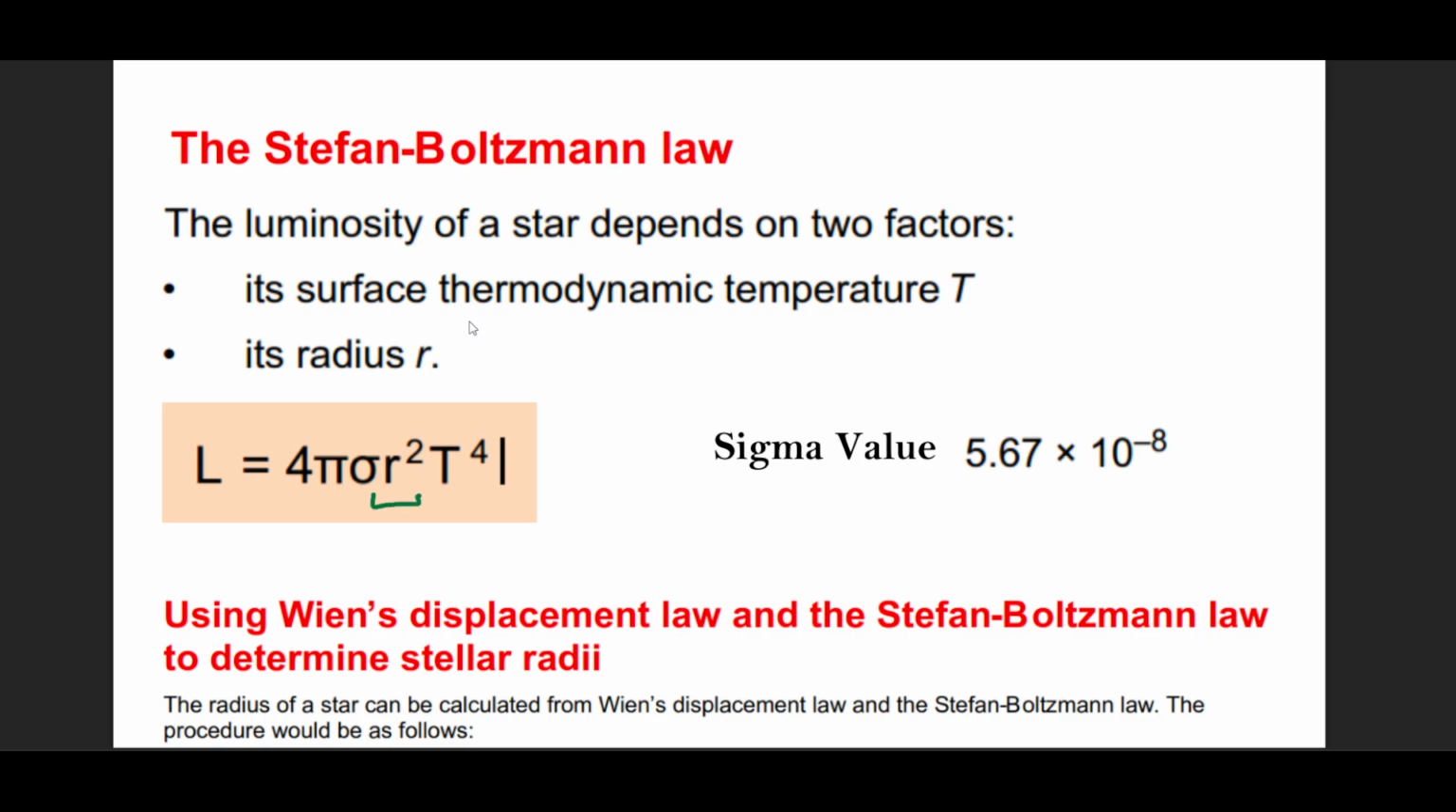This is why this equation exists. We find temperature using Wien's displacement law. We find radius of the star using the Stefan-Boltzmann law. There is going to be a procedure for that. Now, in order for us to use this equation, there are going to be some assumptions.